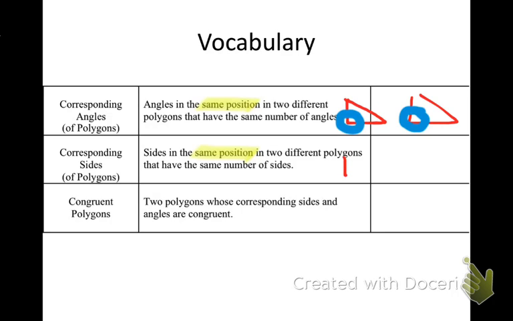Corresponding sides, again, are sides in the same position in 2 different polygons that have the same number of sides. So if I look at my triangles again, my sides over here could be my corresponding sides. Then the last one is congruent polygons: 2 polygons whose corresponding sides and angles are congruent. So the sides and the angles are congruent. They're the exact same thing, essentially.